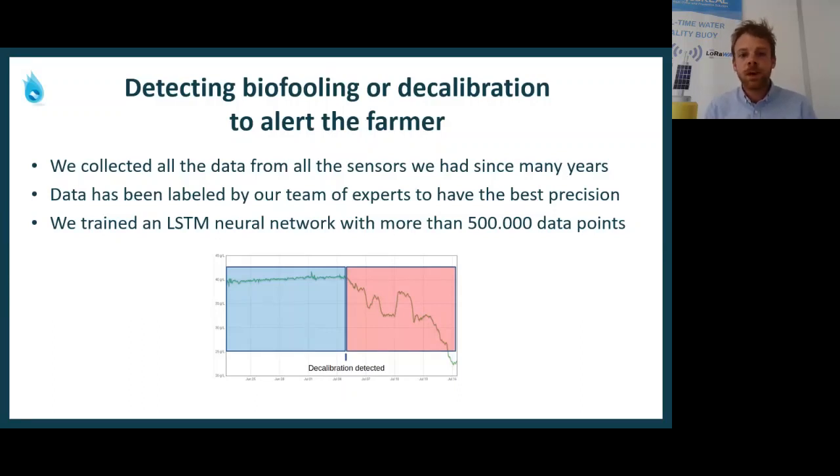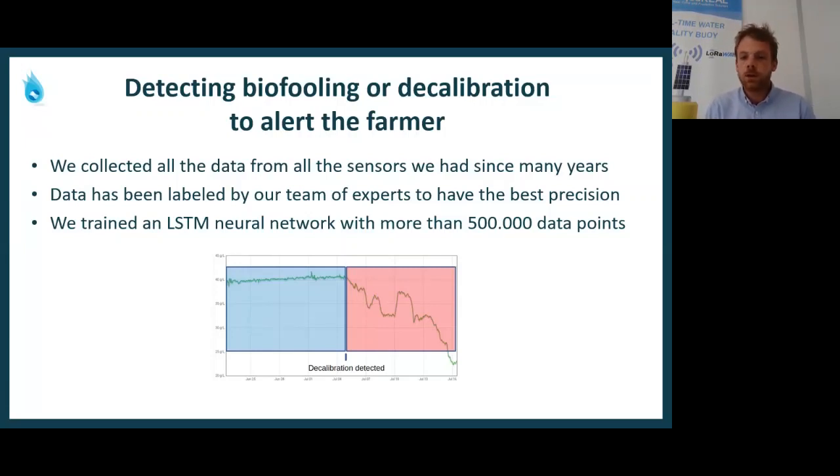First, we collected all the data from all the sensors we have deployed since many years. Then, and I have to thank all the team for that because that was a long and painful work, we labeled all the data by hand. We have a great team of experts knowing really well our product, so it was trustable. We took every time series and looked: okay, here the data is good, so it's calibrated. Okay, here I see an issue, we are going to tag that as non-calibrated, etc. At the end, we have a training set with more than 500,000 data points.